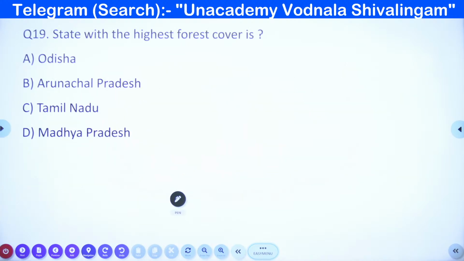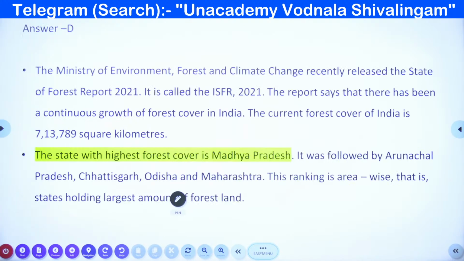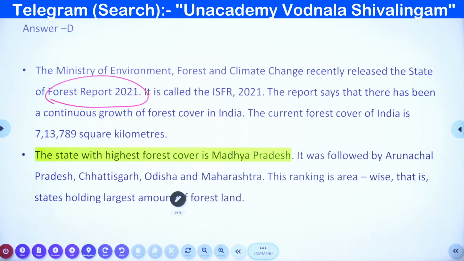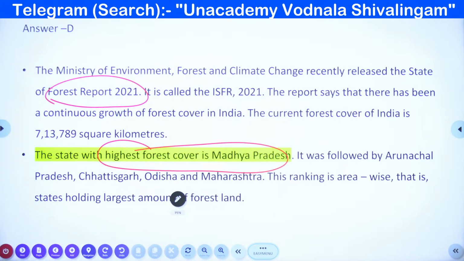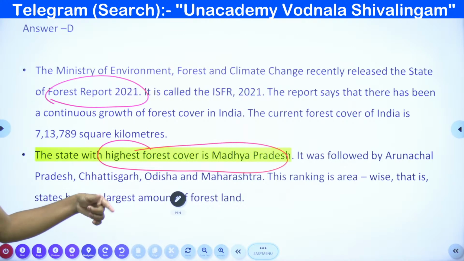Highest forest cover is option D, Madhya Pradesh. Madhya Pradesh is the state having the highest forest coverage. As per the India State of Forest Report 2021, called ISFR 2021, there is continuous growth of forest cover in India. As per that, Madhya Pradesh has the highest forest cover. After that come Arunachal Pradesh, Chhattisgarh, Odisha, Maharashtra.